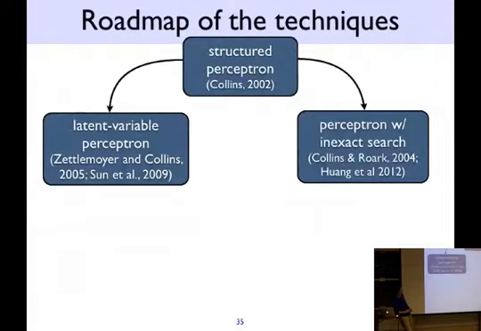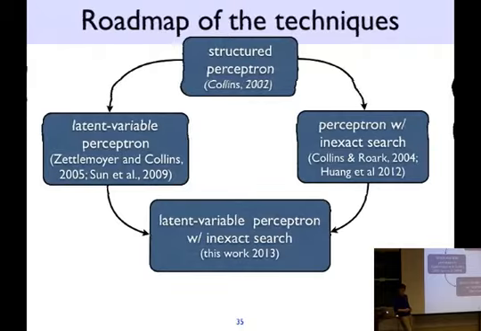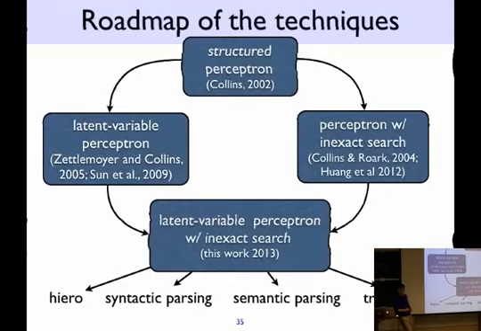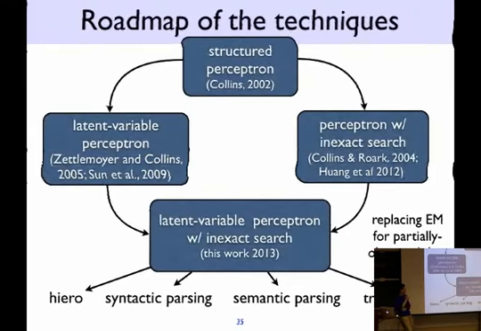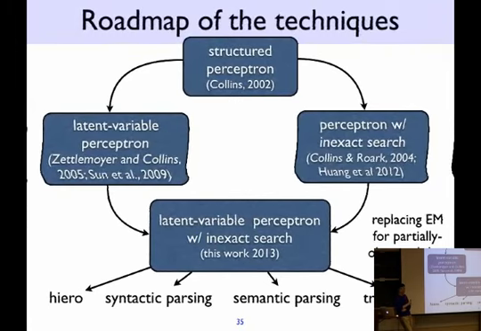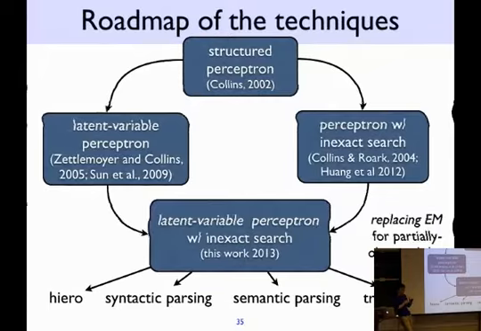And finally, again, the techniques that we developed here are a very general framework, latent variable perceptron with inexact search, and can be used for a lot of different problems. We hope that it could replace EM for partially observed data. It won't replace EM for all cases, because EM can also do totally unobserved data, like part-of-speech induction or grammar induction. We can only replace EM for those partially observed data when you have input and output, and you just need to get from the input to the output. The derivation is latent, so we can only replace EM for those partially observed data.